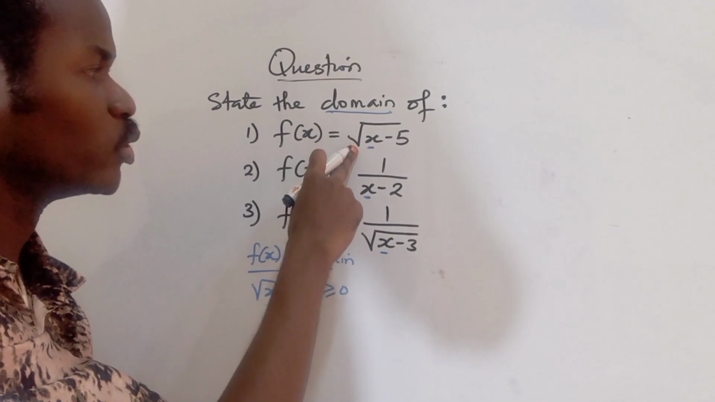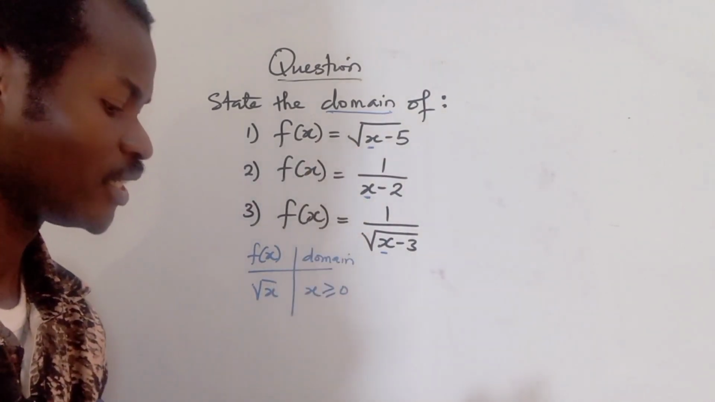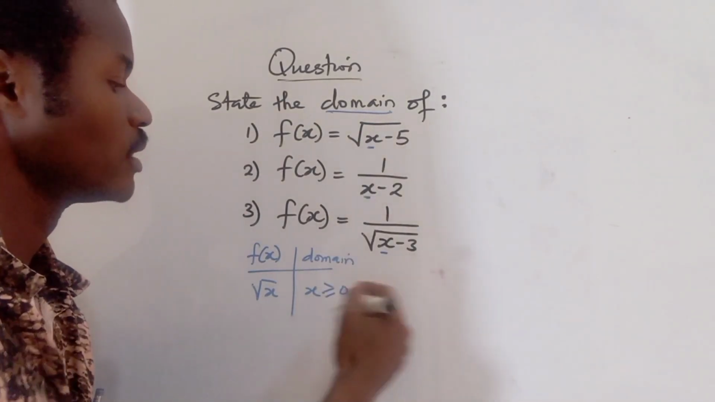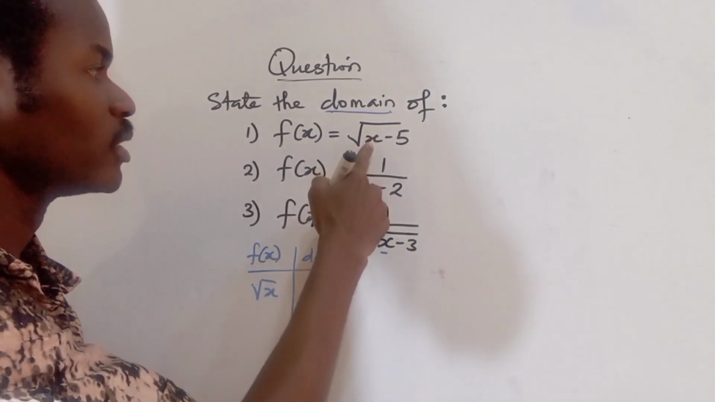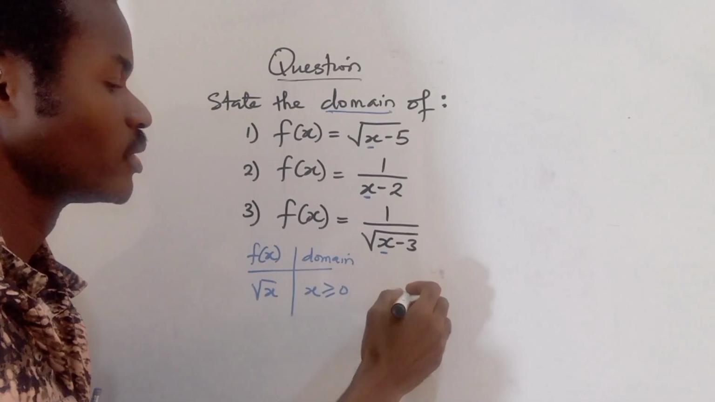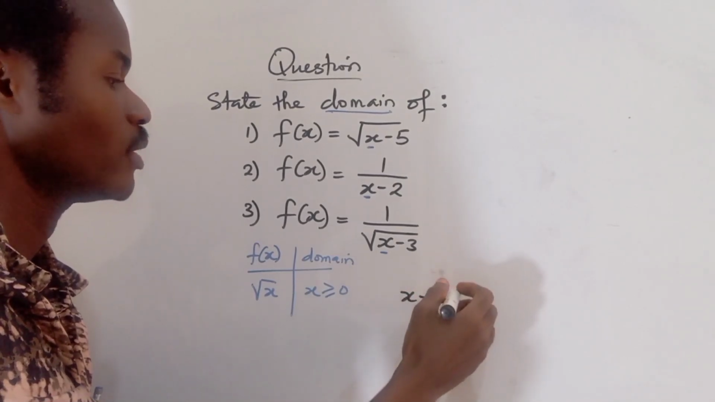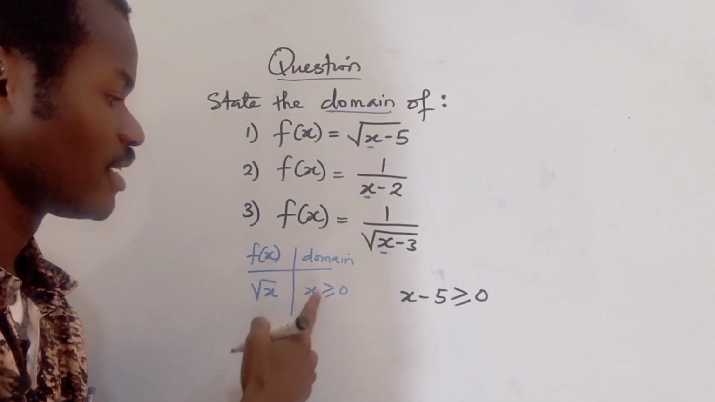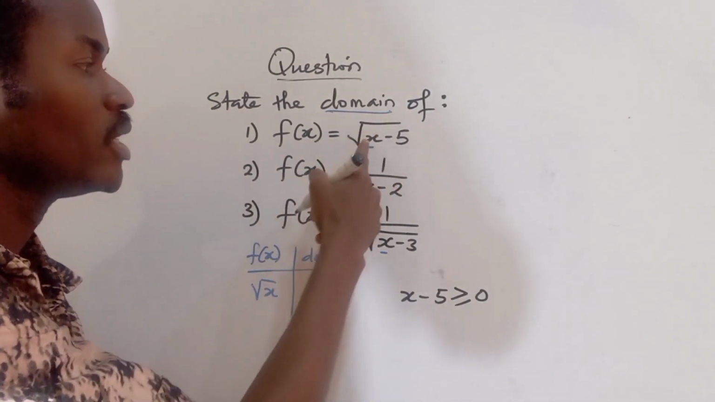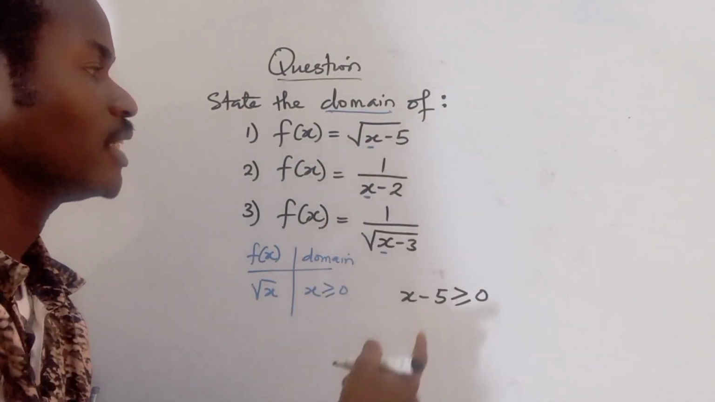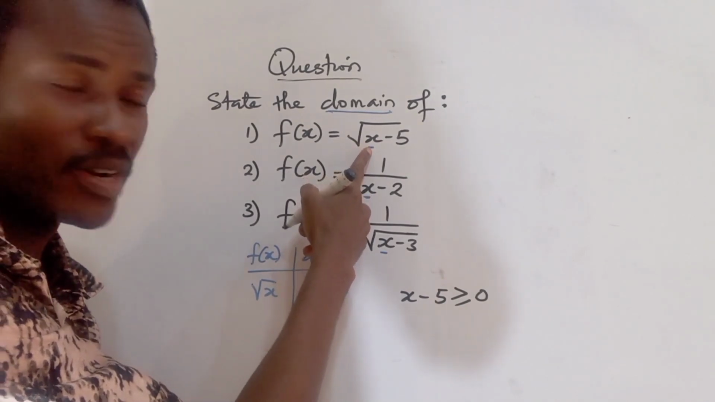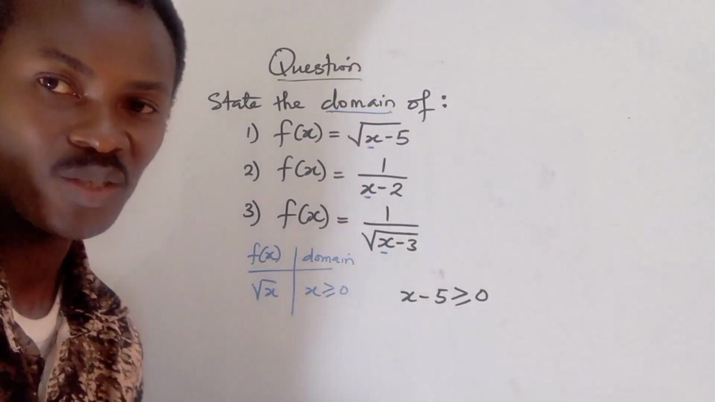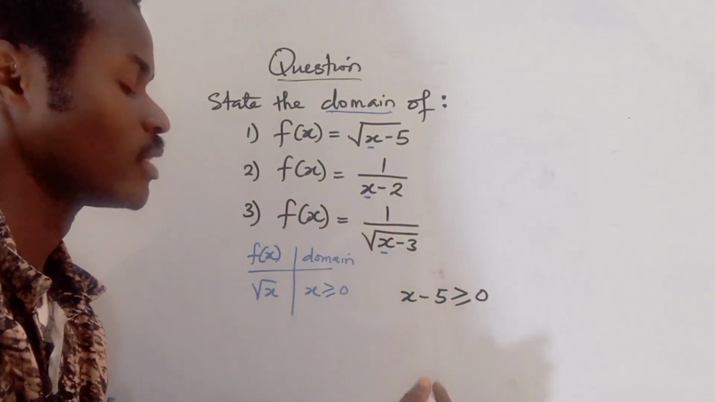Now, the domain of this relation is such that we should have our what? Since we have x here, but here we have x minus 5, we are going to say x minus 5 should be greater than or equal to 0, just like in this case where x is greater than or equal to 0. So the domain of the square root of x minus 5 is such that we want to know the values of x when x minus 5 is greater than or equal to 0. So let's solve this and see what that gives us.